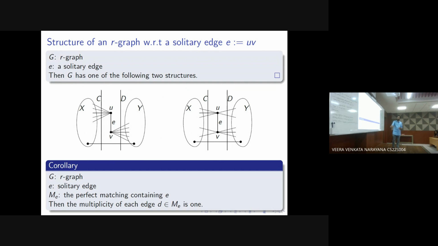Let's take a moment and observe why this is true. From this structural result, it is clear that the multiplicity of e is 1. Multiplicity, I mean the number of edges joining u and v. So for edge e, it is very clear. What about the other edges in the unique perfect matching containing e? It's not just for 3; this is for all r-graphs. For all other edges the multiplicity is also 1, because if it were 2, then we could switch the perfect matching containing e with those 2 multiple edges.